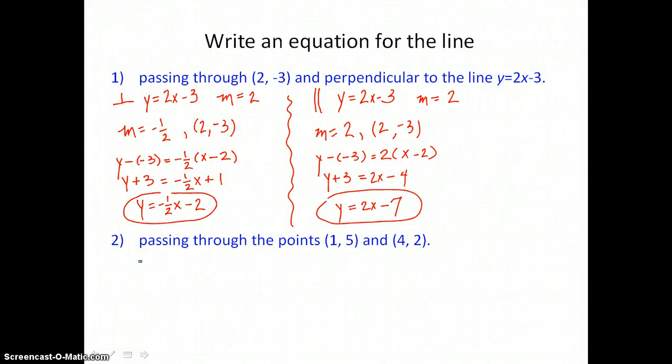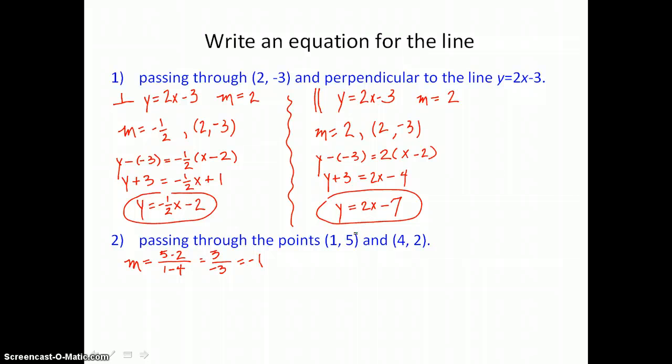Okay, in problem 2 here, we're writing an equation for the line passing through the points 1, 5 and 4, 2. To write an equation, whether it's in slope-intercept form or point-slope form, either way we need a slope. So we'll first find the slope of the line that passes through these 2 points by taking a difference in y coordinates on the top, 5 take away 2, and a difference in x coordinates on the bottom, 1 take away 4. Simplifying, I get 3 on the top, and 1 take away 4 is negative 3 on the bottom, so that slope simplifies to negative 1.